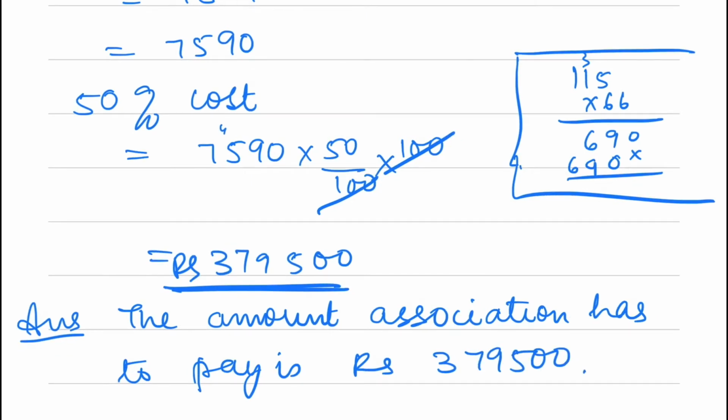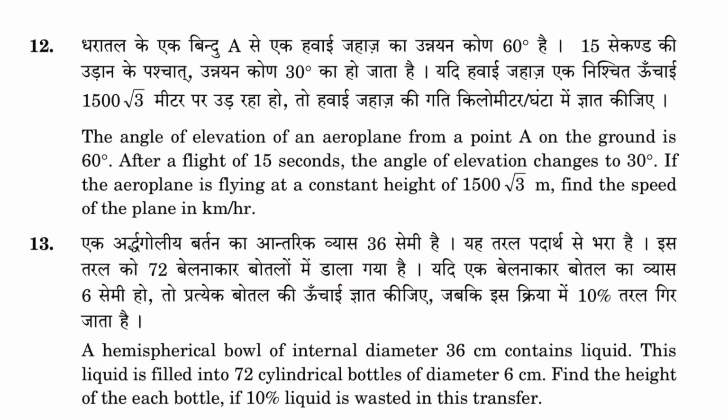And they are asking the value shown by this association, means they were helping the flood victims. Value based question. Question number 12. The angle of elevation of an aeroplane from a point A on the ground. So let this be point A, and the angle of elevation is 60 degree. So this is 60 degree.